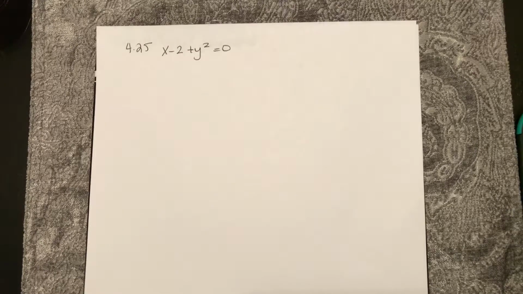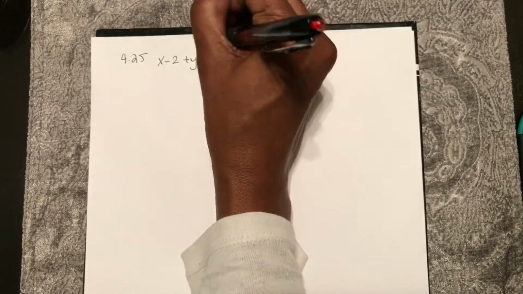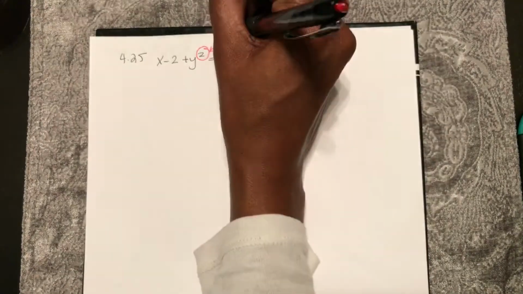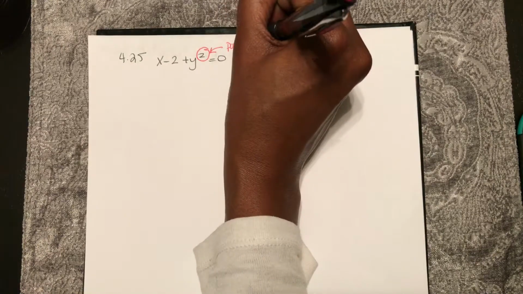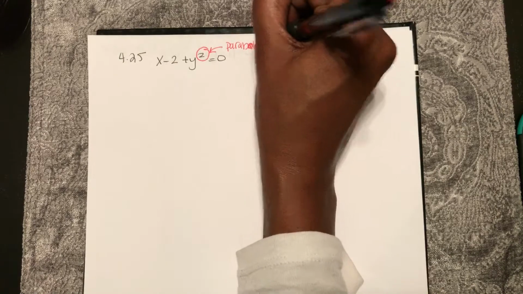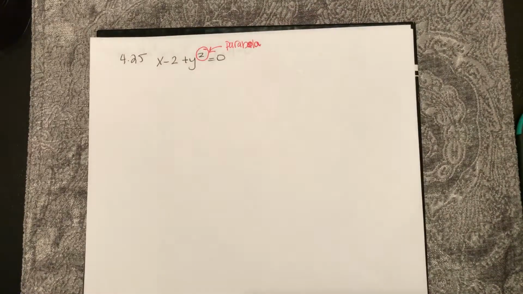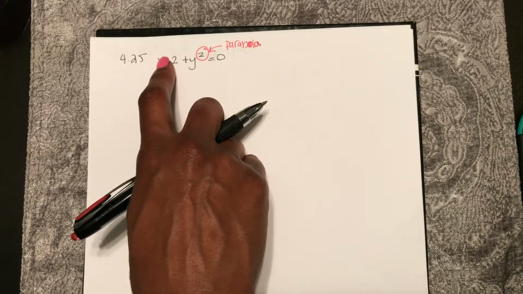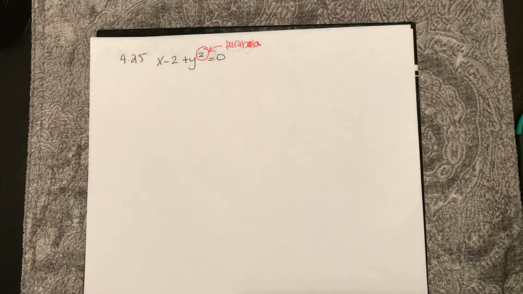Here in problem 4.25, they're asking you to graph the conic section. In this problem, since I see that only one of my terms is squared, that lets me know that it's going to be a parabola. So since only y is squared, it's a parabola. If only x was squared, I would still know that it's a parabola.